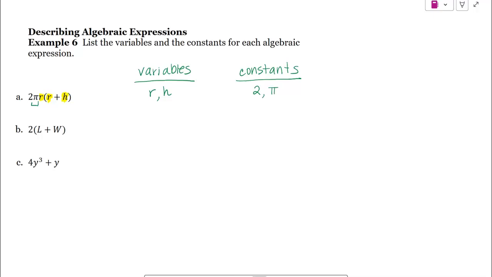In example B, the variables are capital L and W, and the constant is 2. In example C, we only have one variable, it's y. It shows up twice, once in each of those terms. And the constant here is 4.